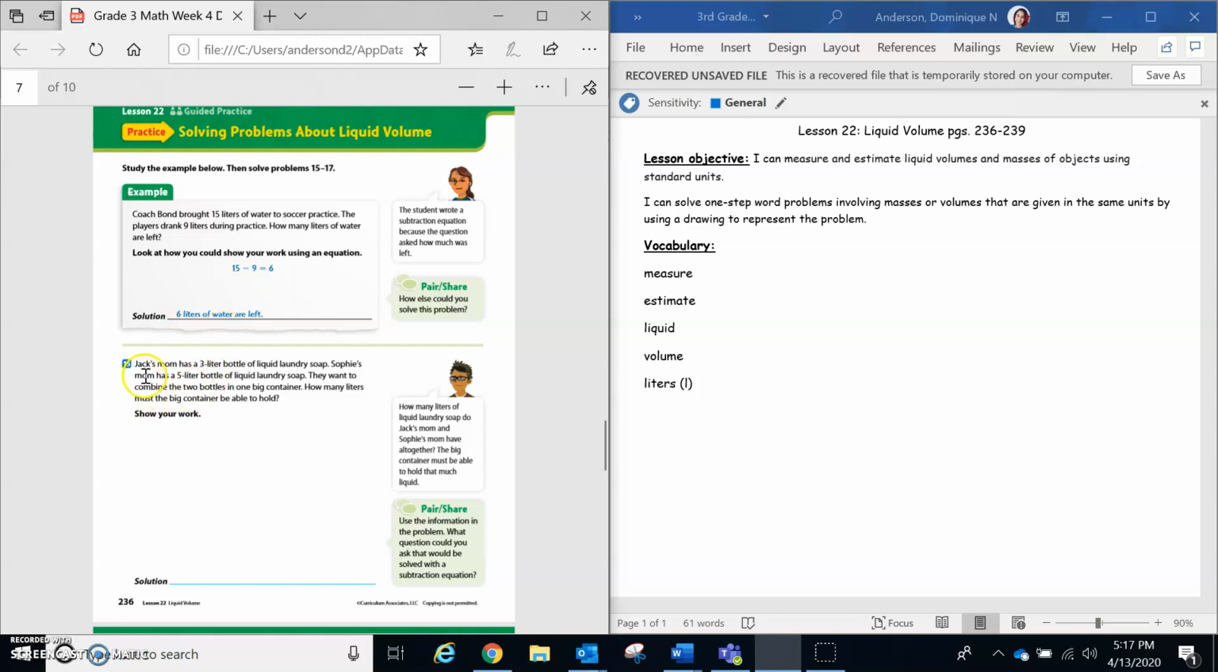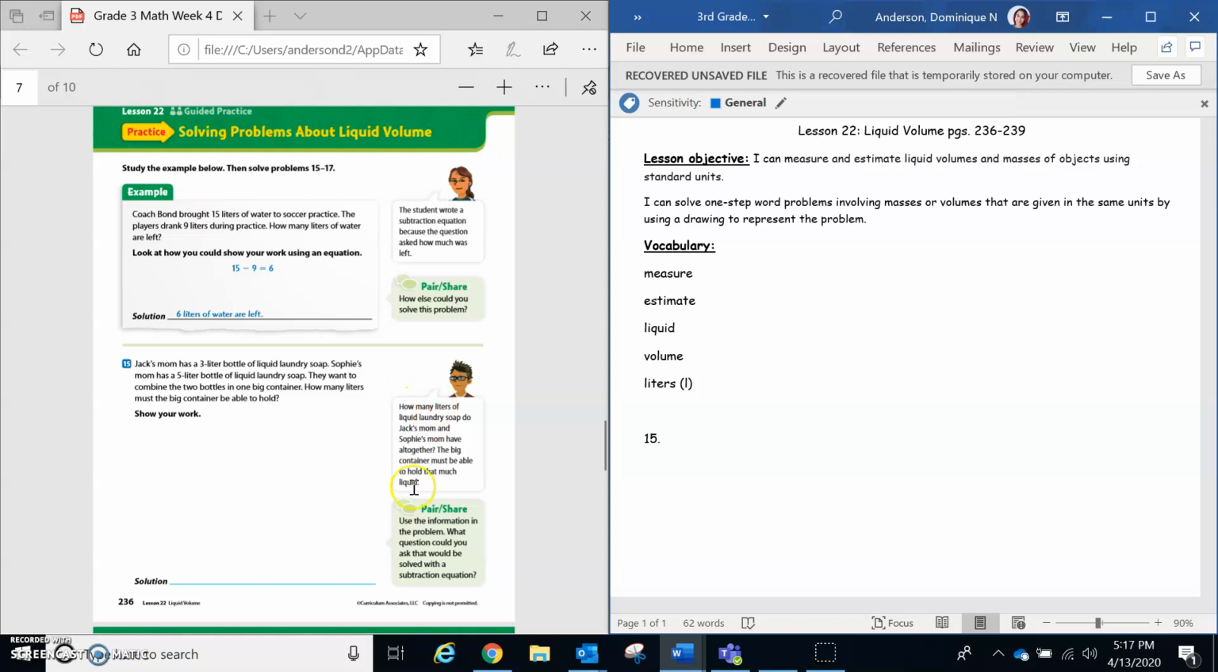So now let's look at 15. Jack's mom has a 3-liter bottle of liquid laundry soap. I said it'd be the stuff that your parents use to wash your clothes. Sophie's mom has a 5-liter bottle of liquid laundry soap. They want to combine the 2 bottles in 1 big container. How many liters must the big container be able to hold?